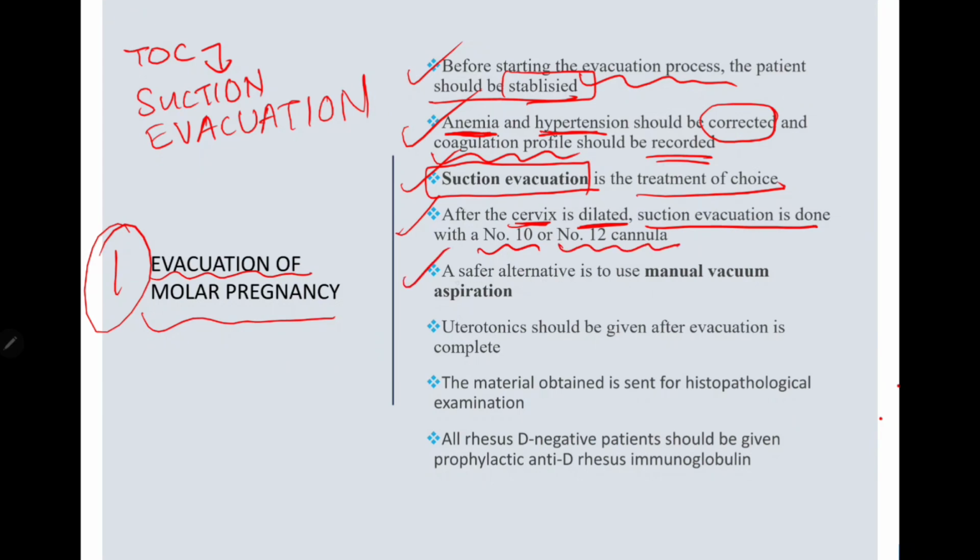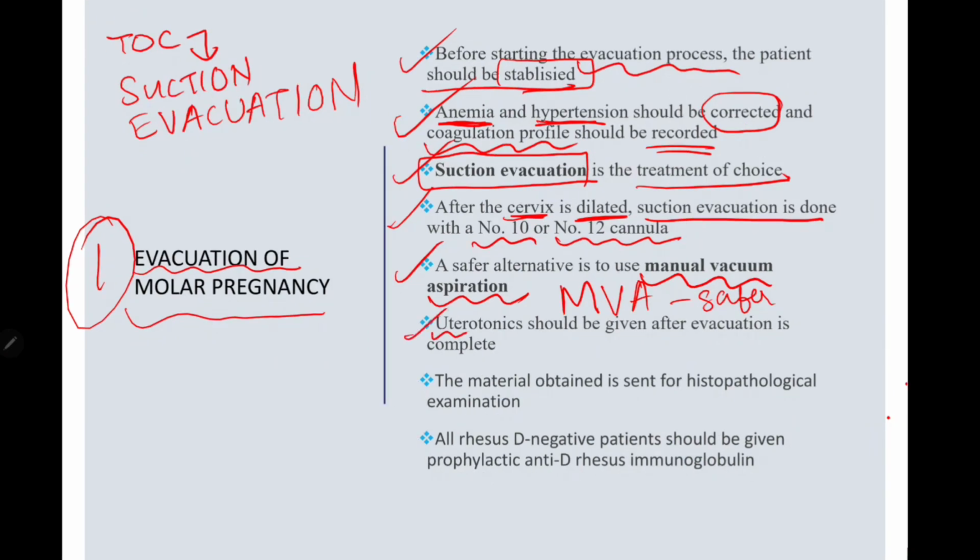A safer alternative is to use manual vacuum aspiration. So MVA is a much safer option. What is MVA? Manual vacuum aspiration. The treatment of choice is suction evacuation, and the safer alternative is MVA. Then uterotonics should be given after evacuation is complete.